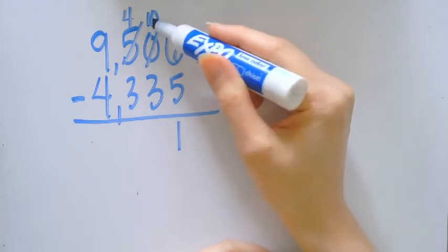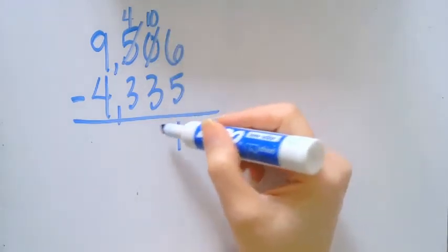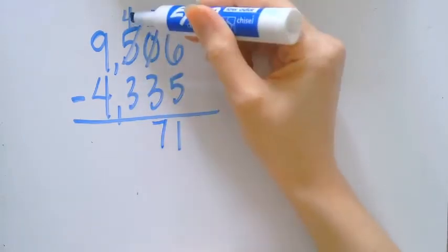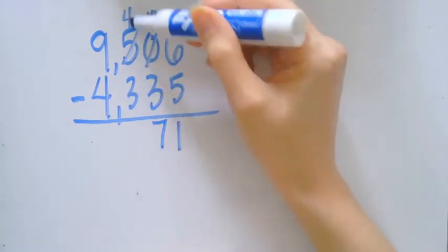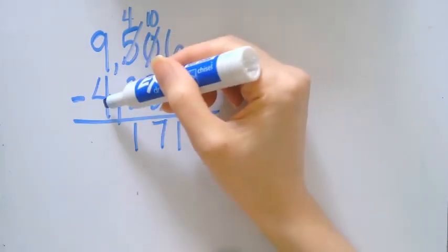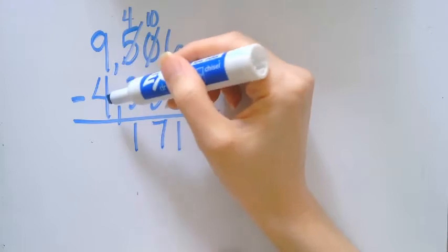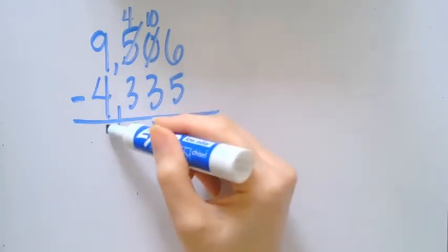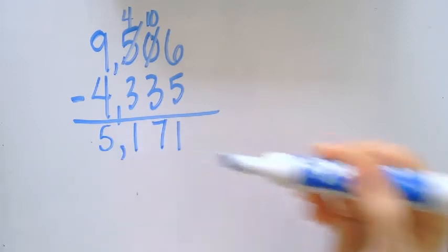Yes. 10 minus 3 is 7. Can we take 3 away from 4? Yes. 4 minus 3 is 1. Can we subtract 9 minus 4? Yes. 9 minus 4 is 5. Don't forget that comma.